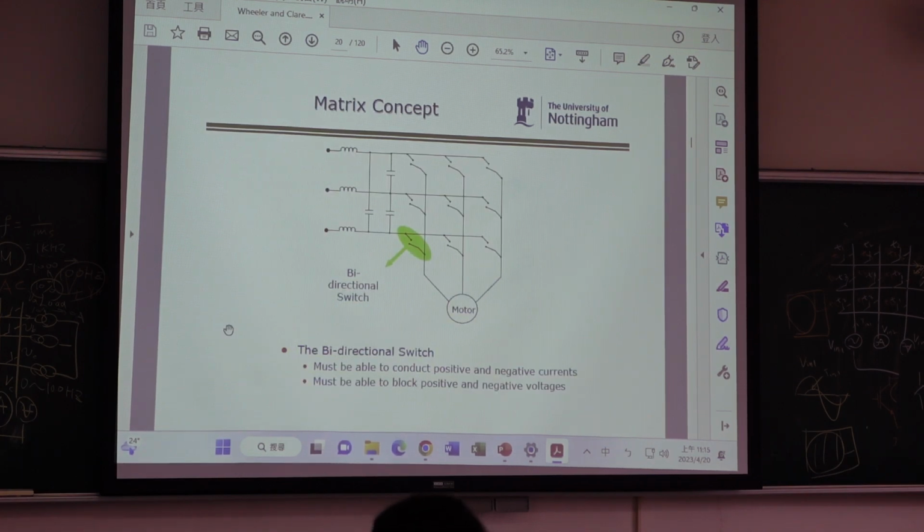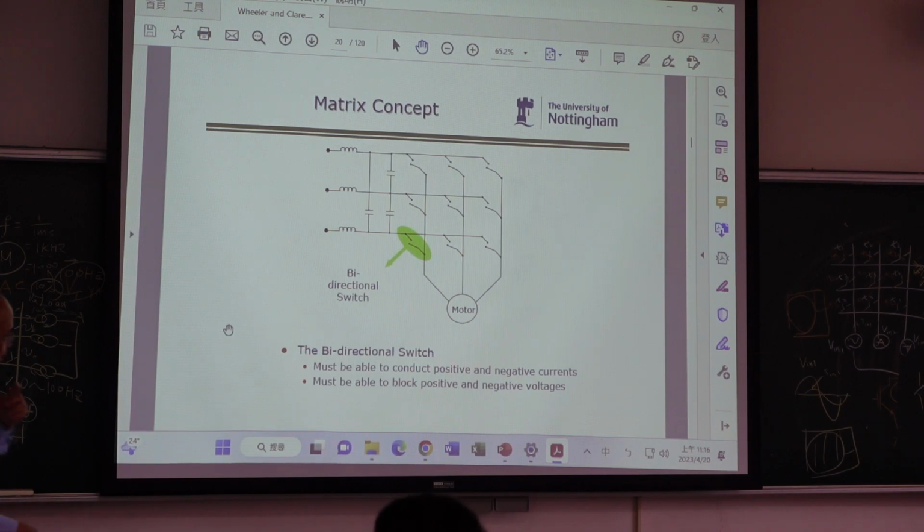Okay. So what is a matrix converter? We have 9 switches, but we should provide bidirectional switches. What is a bidirectional switch? It means the current can go this way or the current can go this way. Bidirectional means the voltage could be plus minus or plus minus. So they have bidirectional ability. It could be positive or negative current. It could be positive or negative voltage.